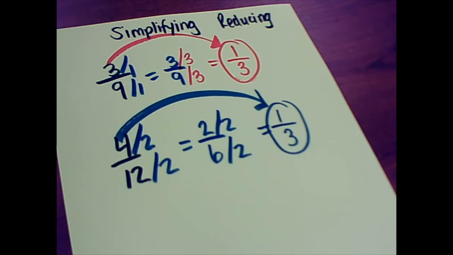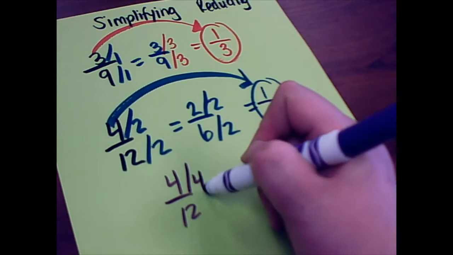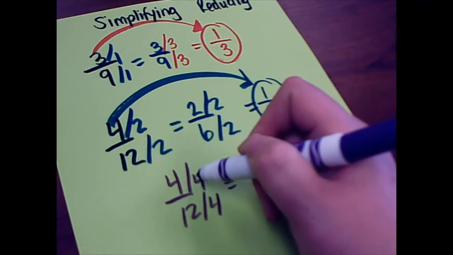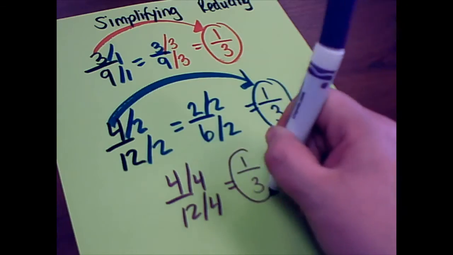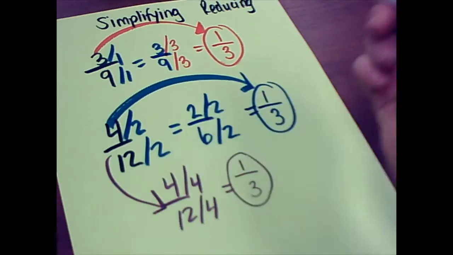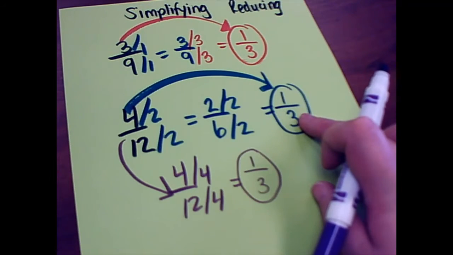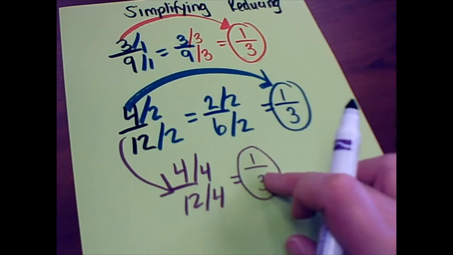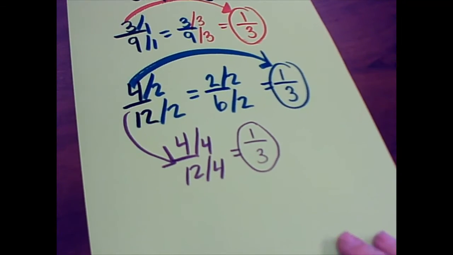If I wanted to do this a little quicker, I could have looked at 4/12 and noticed that I could have just divided by 4. 4 goes into 4 once, 4 goes into 12 3 times. And I could have gotten the answer that way. Either way is fine. I just had to reduce twice to get here. This way I only had to reduce once. All right, so that's how you reduce fractions.